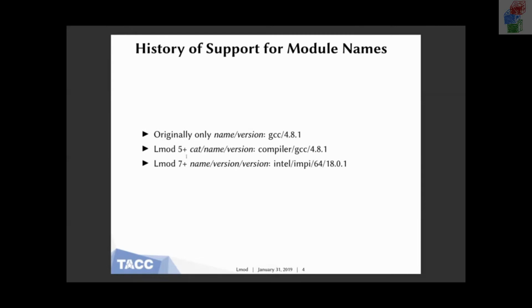A little history, short, one slide's worth. The original version of Lmod only supported a name and a version. Lmod 5 supported a category, name, and version, so you could say compiler GCC and a version number. Lmod 7 supports name and version where the name can include a slash, so you could have the name of the module be Intel IMPI and the version be 64/1801.